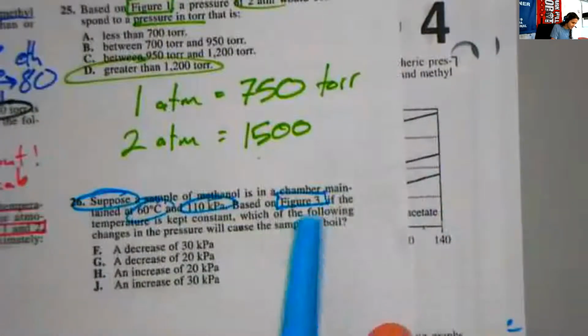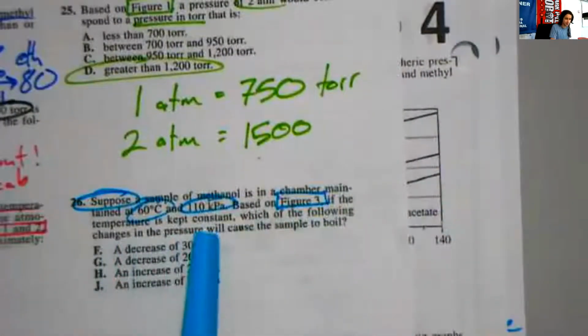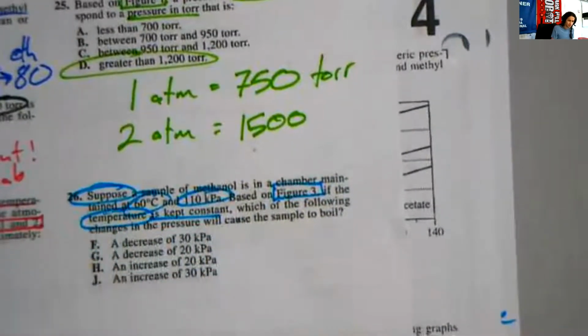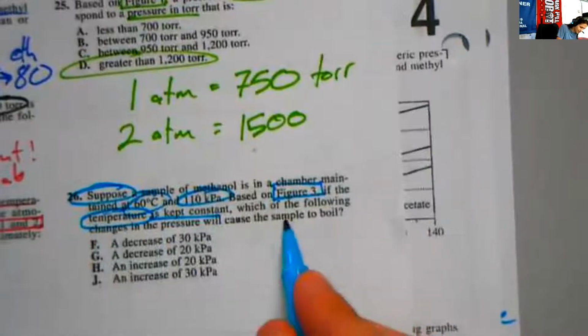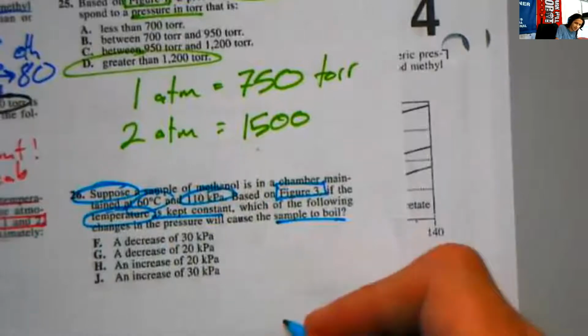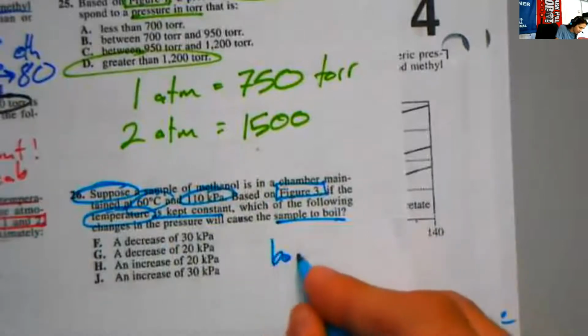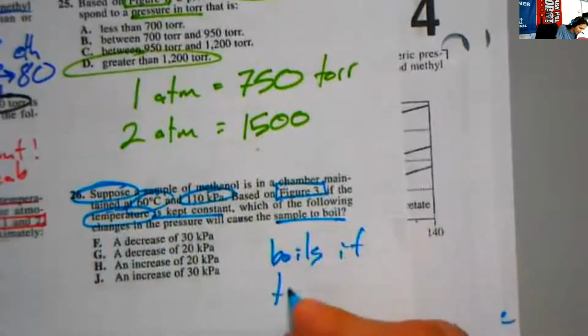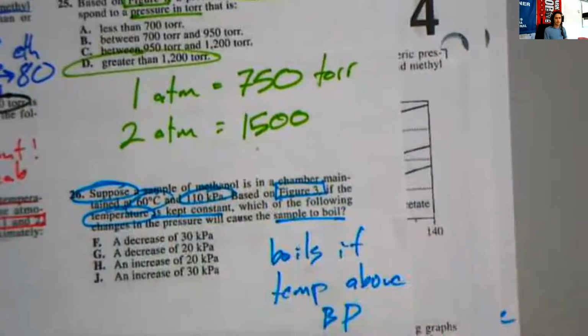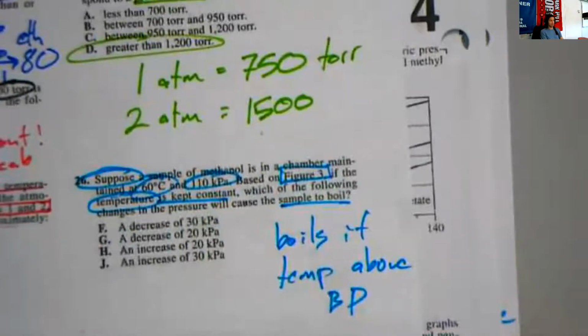Based on figure 3, if the temperature is kept constant, okay, so we're going to say temperature is kept constant, which of the following changes will cause the sample to boil? So it's got to be, when does something boil? Something boils if the temp is above the BP. If I make the stove 150 degrees Celsius, the water's going to boil because the boiling point's 100.